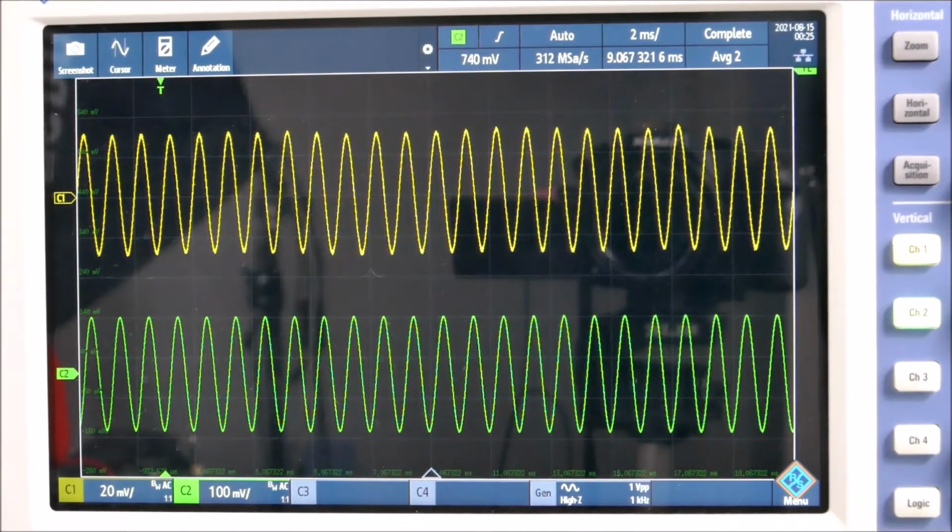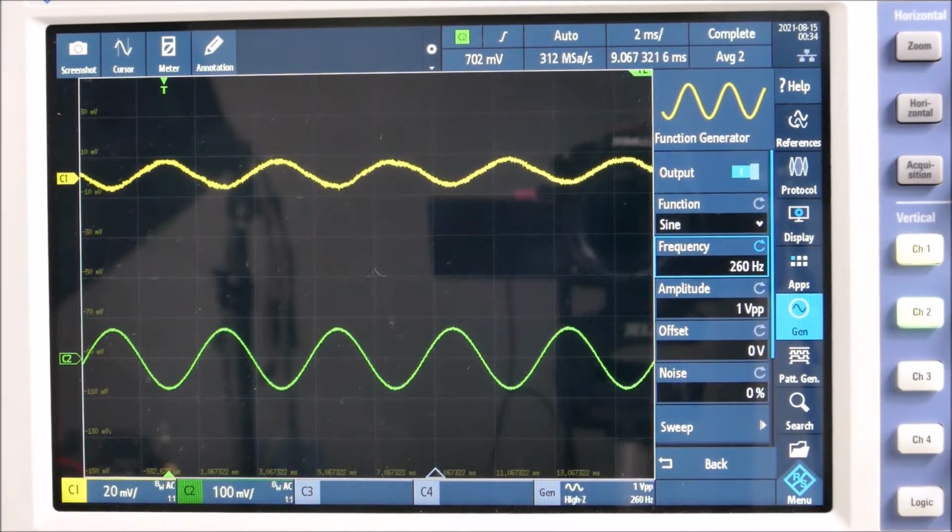This is 1 kilohertz, and I set up the 2 traces to be about the same amplitude. So the lower trace is the speaker signal on the output, and the upper trace, the yellow trace, is the microphone monitoring the speaker. So at this point they should both be well within their bandwidth.